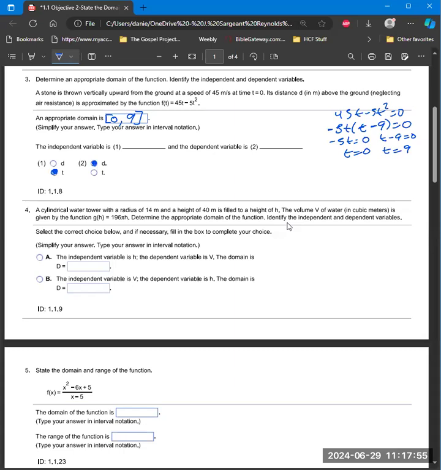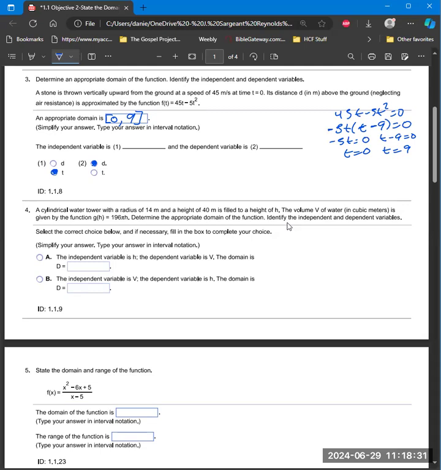A cylindrical water tower with a radius of 14 meters and a height of 40 meters is filled to a height of h. The volume V of water in cubic meters is given by the function g of h is equal to 196 pi h. That's r squared is where they got that from. Determine the appropriate domain of the function and identify the independent and dependent variables.